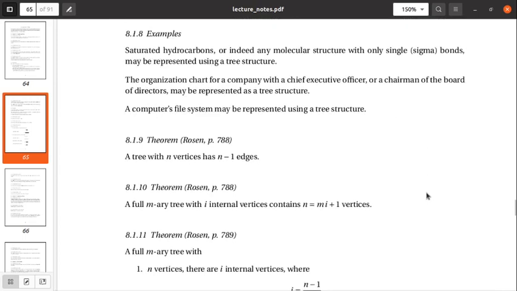Okay, so examples of trees, things which don't have simple circuits, would be saturated hydrocarbons, where you have this chain of carbons, and then each one of them is singly bonded to the nearest carbon neighbor, and then all of the other valence electrons are paired up with that of a hydrogen atom, so that you have this fully saturated hydrocarbon. Or any molecular structure with only single sigma bonds, which may be represented using a tree structure.